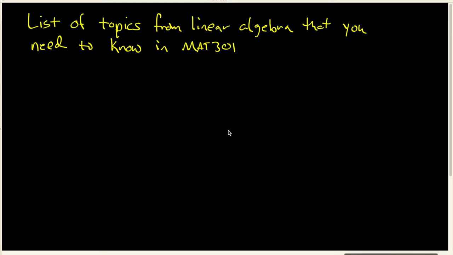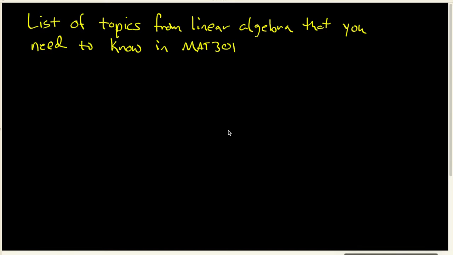As we've seen in the previous three videos, when we are trying to make examples of groups that come from the world of matrices, the computations can kind of get intense if we do not think about things that we know from linear algebra. So in this video, what I want to do is look at a list of topics from linear algebra that you really need to know in Math 301.